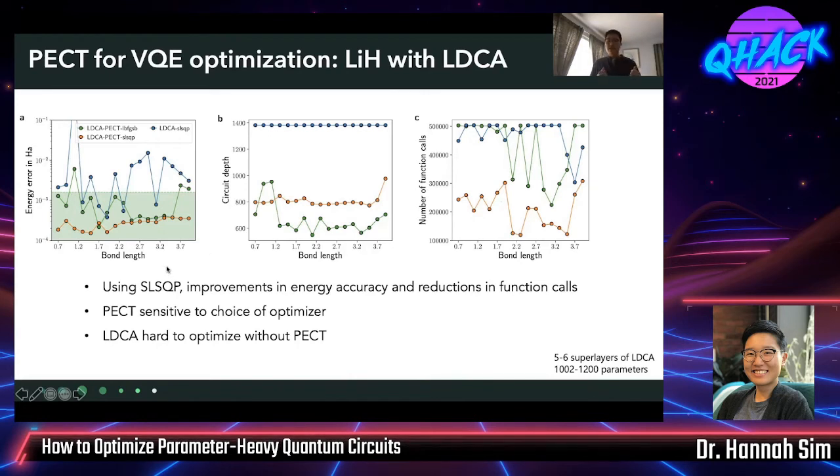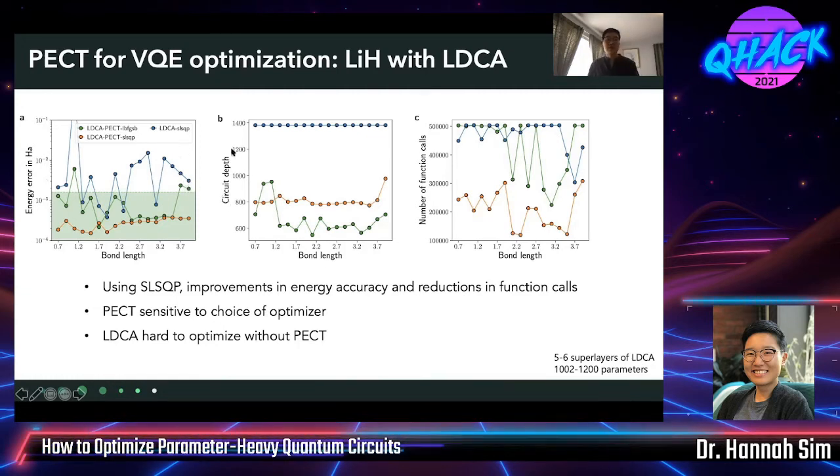But then let's just now also look at how optimizing LDCA goes without PECT, which is now shown in blue, where you just use the SLSQP optimizer on the entire LDCA. So in this case, you're trying to optimize 1,000 or 1,200 parameters all at once. And you see that for most of the bond lengths, the energy accuracy is not so great.